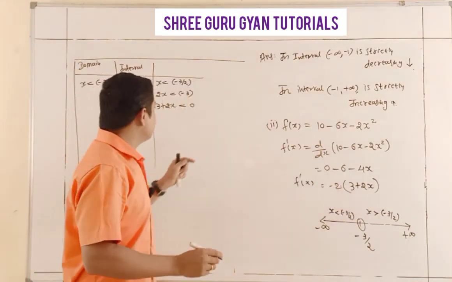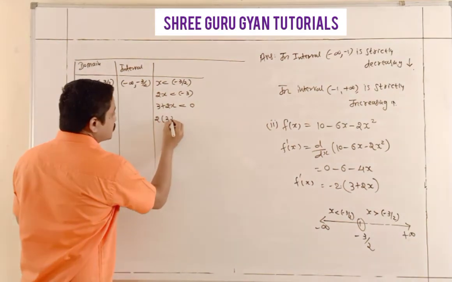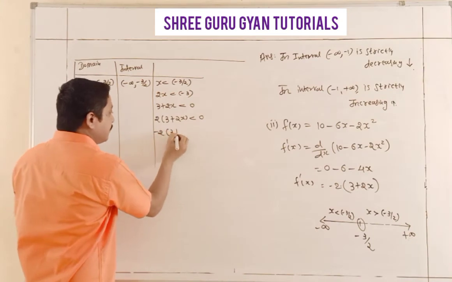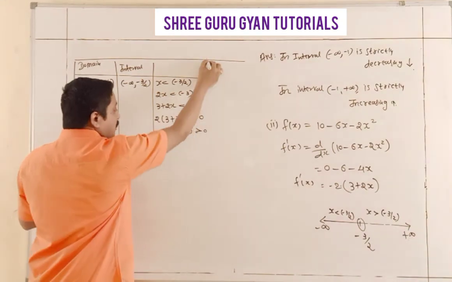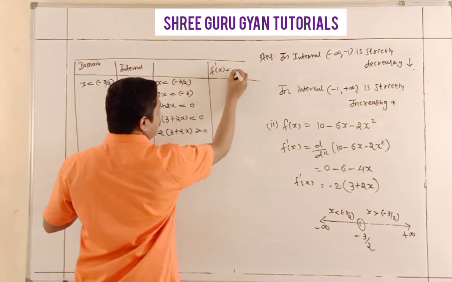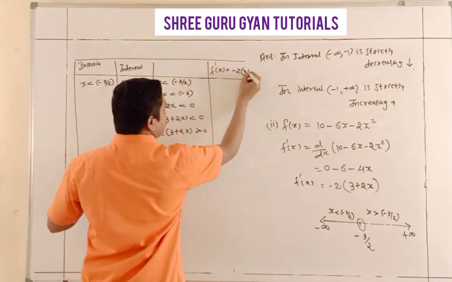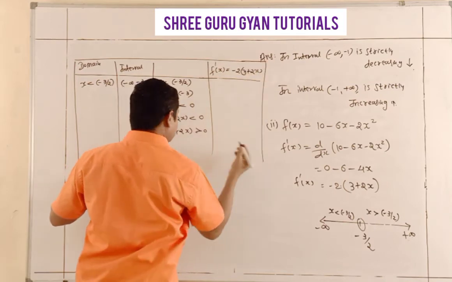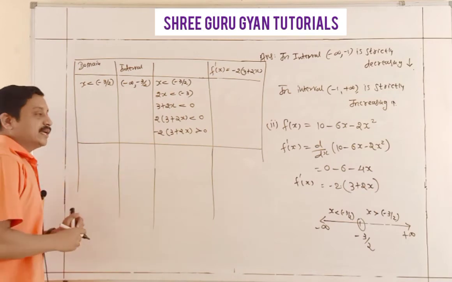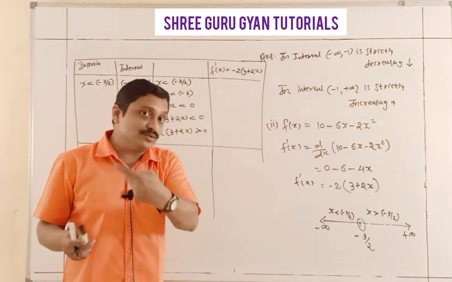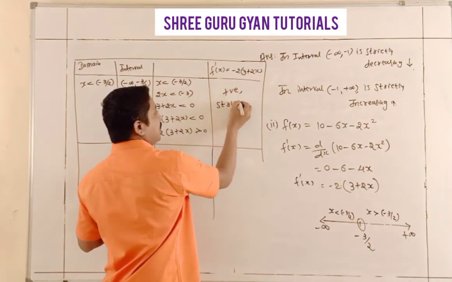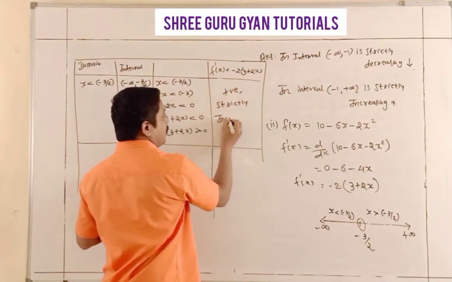Now multiply by 2: 3 plus 2x less than 0 times 2, so 0. And if you multiply by a minus, it becomes greater than 0. And here, students, the 3 plus 2x table is over, and your first case is over. Either you take any number, and this answer is positive. So my answer is strictly increasing.